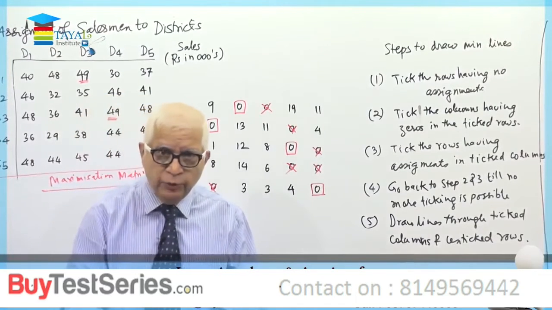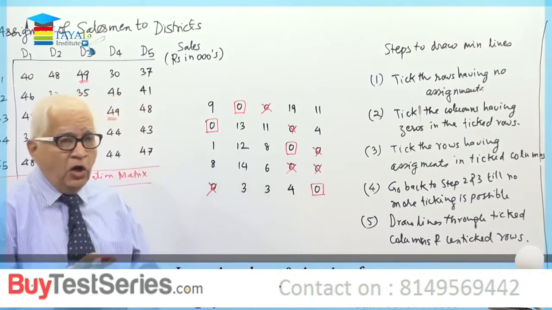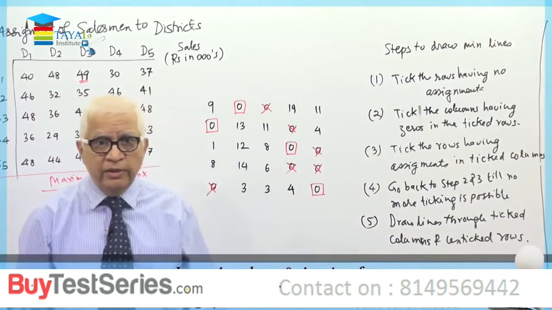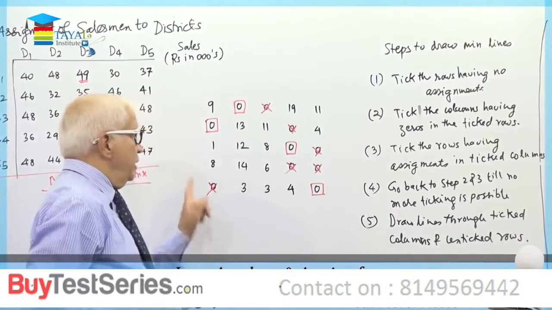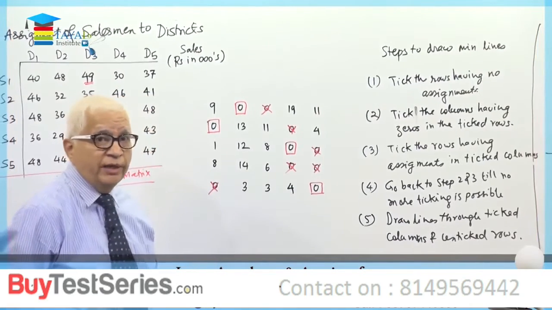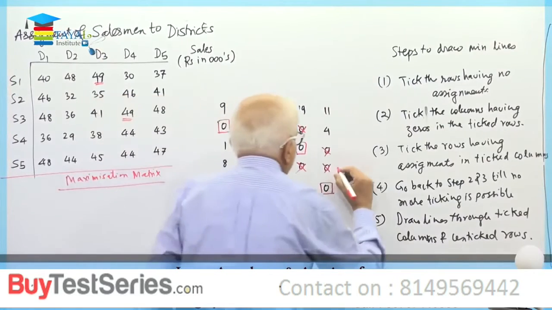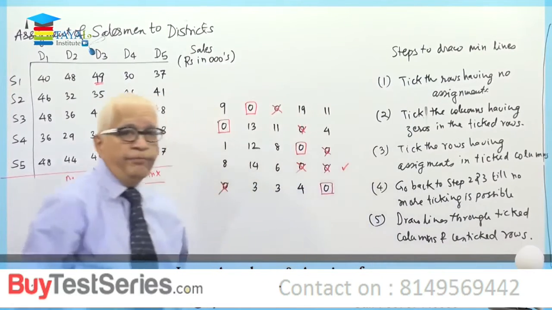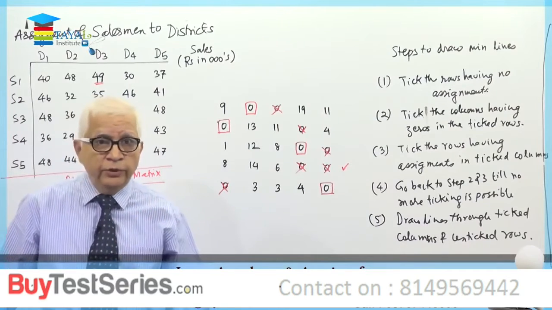Now look at these steps as I am doing it. Okay. What is the first step? Tick the rows having no assignment. Obviously, since we did not get 5 assignments, there will be at least one row where there is no assignment. Which row doesn't have an assignment? Row number 4 does not have an assignment. Okay. So tick the row having no assignment. Row number 4 is ticked. Only one row didn't have an assignment, so I ticked only one row.